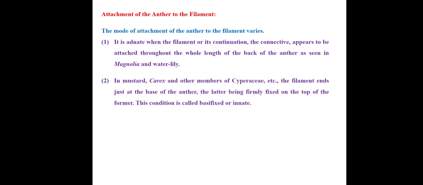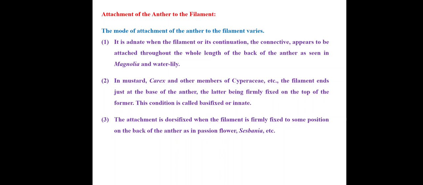In mustard or carex and other members of Cyperaceae, the filament ends just at the base of the anther, the latter being firmly fixed on the top of the former. This condition is called basifixed or innate. The attachment is dorsifixed when the filament is firmly fixed to some position on the back of the anther, as in passion flower, Sesbania.